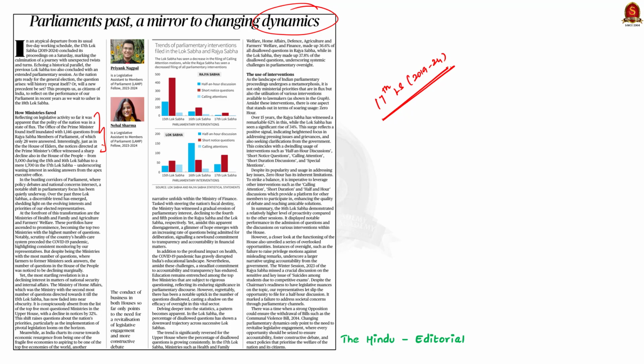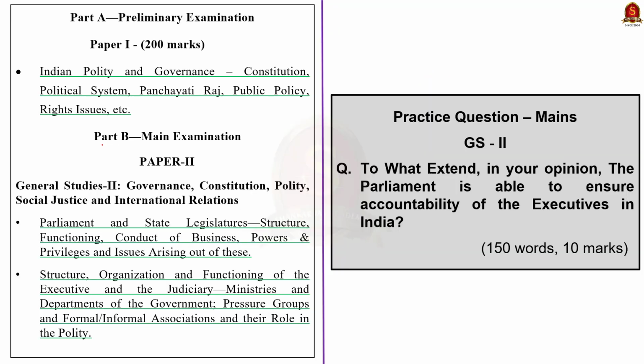With this understanding, let us see a Mains question relevant to this and discuss it using our Mains answer writing practice approach. First, let me read out this question. To what extent, in your opinion, is Parliament able to ensure accountability of the executive in India? This question comes under GS Paper 2. Have a look at this syllabus.